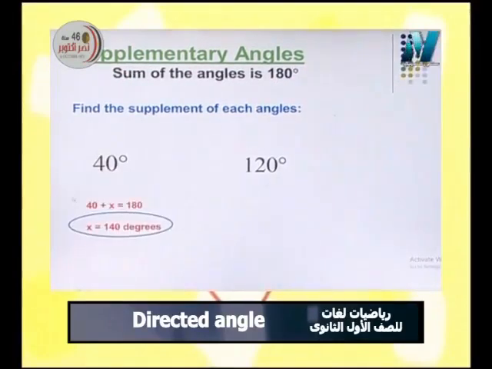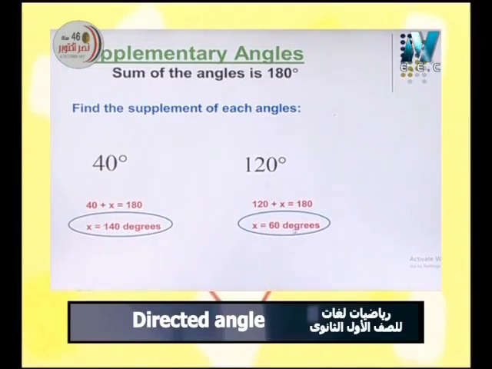Yes, we have here 40 plus x equals 180, so x equals 140 degrees. And 120 plus x equals 180, so x equals 60 degrees.